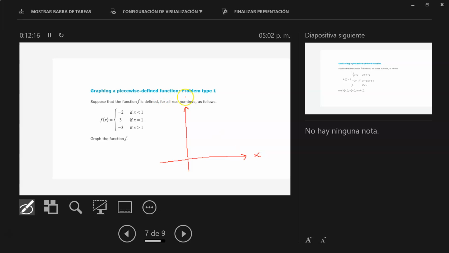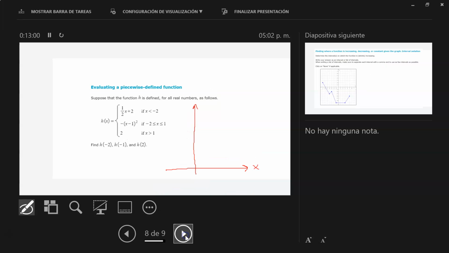So my constant function y is equal to -2 for values that are less than 1. So if here we have 1, you have -1, -2. The constant has an open interval at 1. Then f of x is equal to 3 if x is exactly 1, so we have a point over here. And then f of x is -3 for the values that are greater than 1. So from 1 to the right, that is the function, -3.